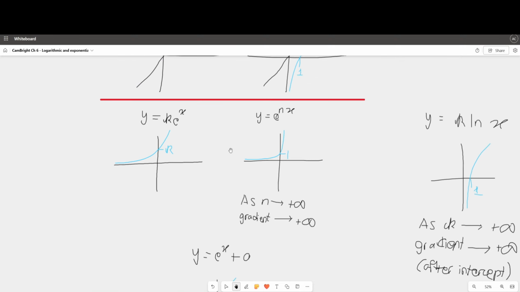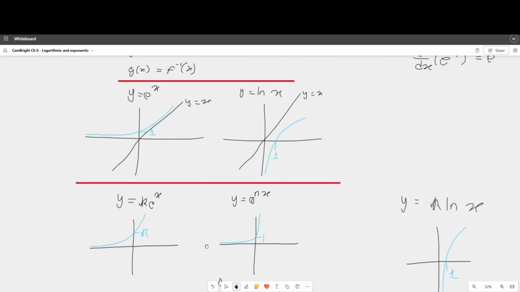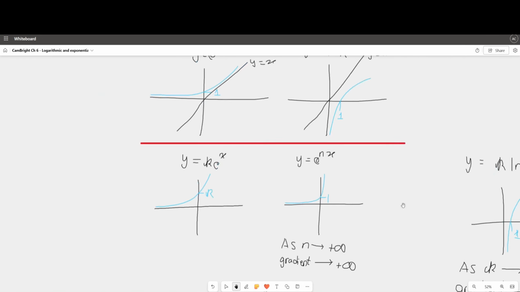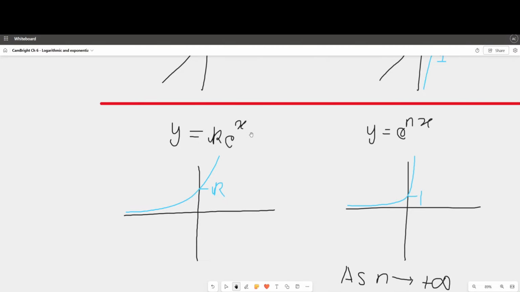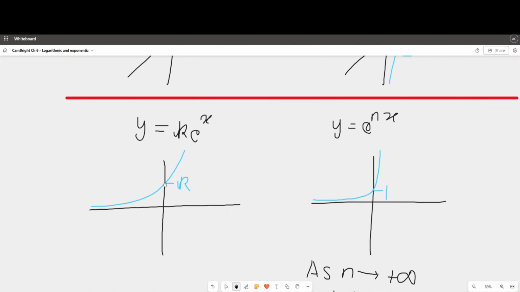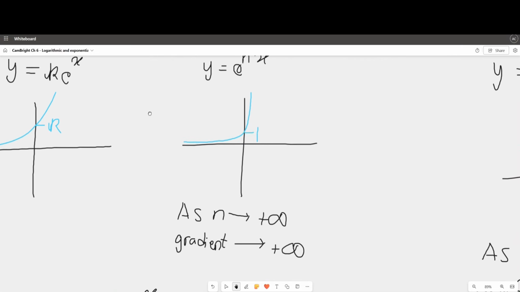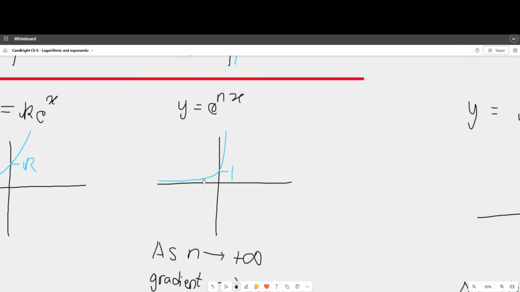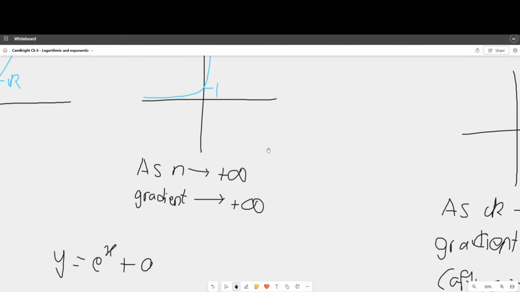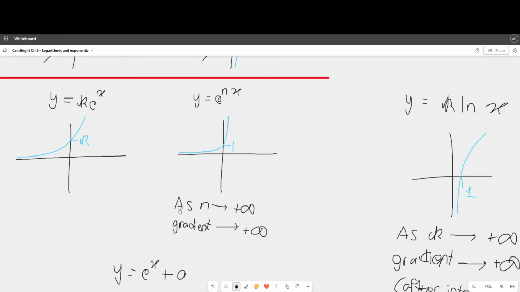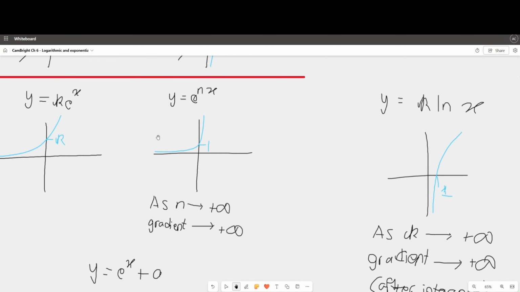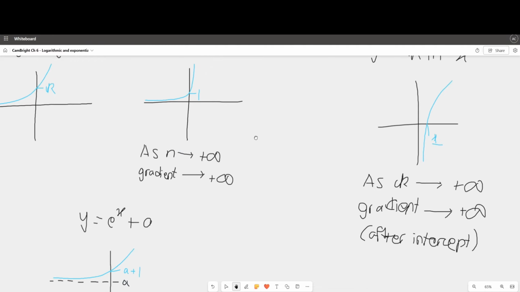Let's talk about some transformations of e. If you multiply it by a scalar k, the curve is going to be a bit steeper, and the y coordinate will just become k. If you multiply the exponent by n, the curve also becomes steeper. As you keep increasing n, the gradient after this point will keep increasing.